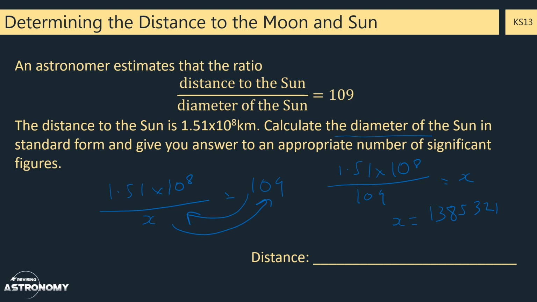1,385,321. So give your answer in standard form and to an appropriate number of significant figures. Well, again, we're going to use what they use here. So 3 significant figures. So it'll be 1.3, 2 significant figures, and our next number 8 will become a 9 because the number after it is 5 or more, times 10 to the 1, 2, 3, 4, 5, 6 kilometers.